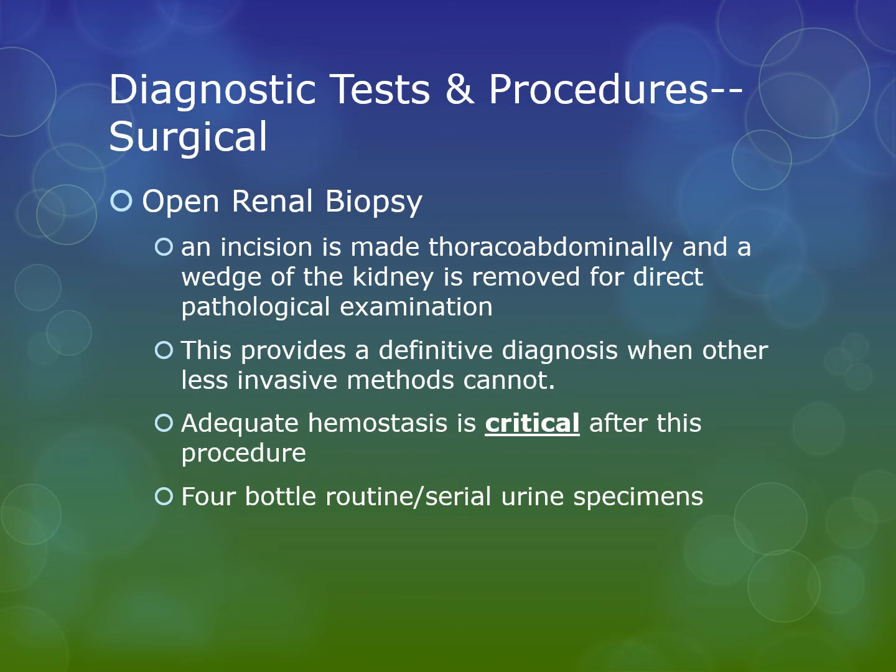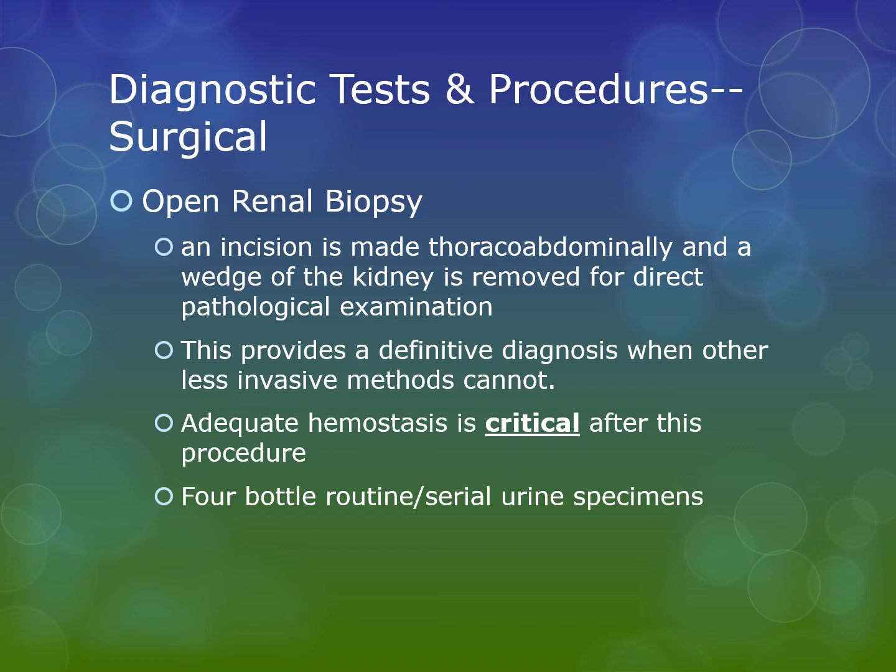An open renal biopsy is the most invasive diagnostic test that we've talked about yet, because to do this, we're going to make an actual incision, just like we would if we were doing a nephrectomy. So it'll be thoracoabdominally, over the side, down at the base of the rib cage. When we get down to the kidney, we're going to take a small wedge of that kidney. We're going to try to take it from the area that has the suspicious tissue, because that's why we would be doing this to begin with.